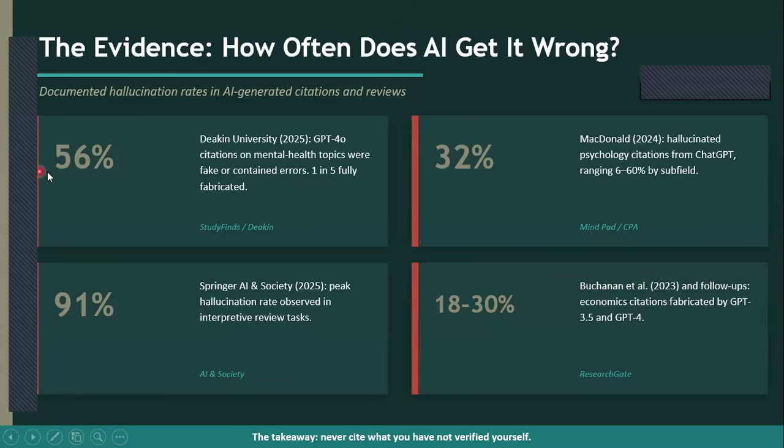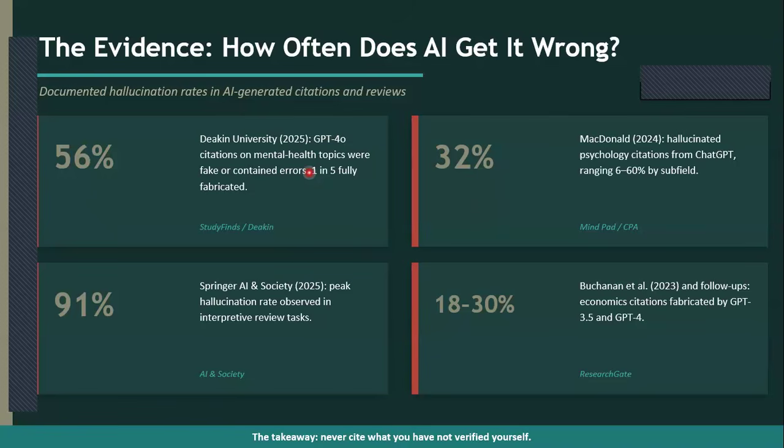For example, 56%, according to Deakin University. ChatGPT 4, I think we have ChatGPT 5 now. ChatGPT 4.0 citations on mental health topics were fake or contained errors, and 1 in 5 were fully fabricated. So 1 out of 5. See, this is from health sciences, which is very bad.